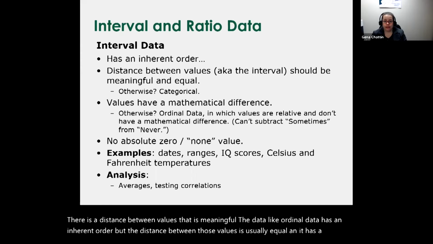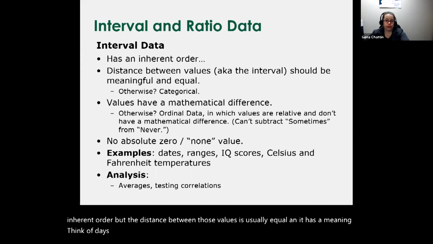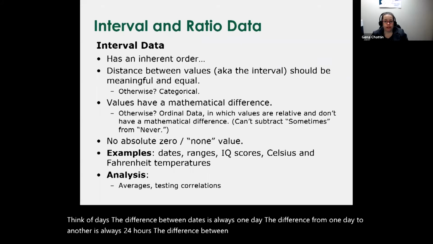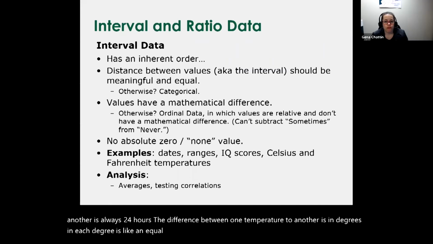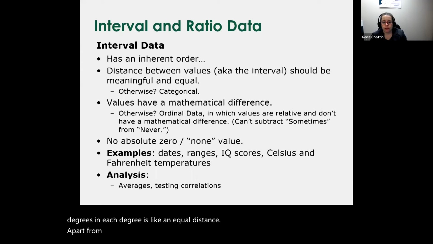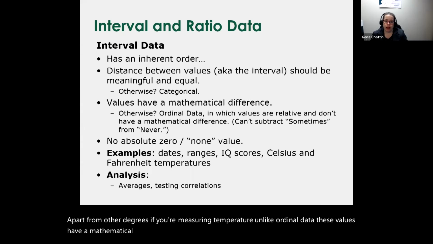Think of days. The difference between dates is always 1 day. The difference from 1 day to another is always 24 hours. The difference between one temperature to another is in degrees, and each degree is an equal distance apart from other degrees if you're measuring temperature. Unlike ordinal data, these values have a mathematical difference. You cannot subtract sometimes from never, but you can subtract 32 degrees from 75 degrees.